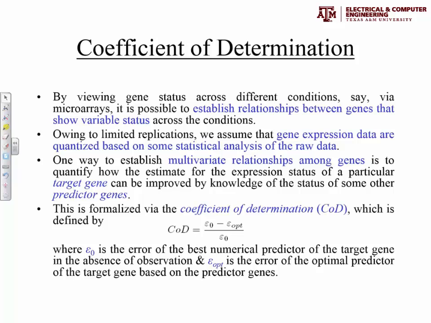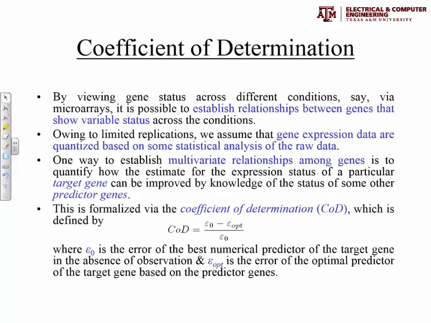And again, you have to calculate these quantities. Epsilon 0 is the error of the best numerical predictor of the target gene in the absence of observation. It's easy to define this, but what is the best numerical predictor of the target gene? So I have to first find the best numerical predictor, then calculate the error associated with that, so there is error estimation involved. Same thing I have to do for the best or optimal predictor of the target gene based on the predictor genes. And then I have to calculate the error of that, and then I can get the COD.